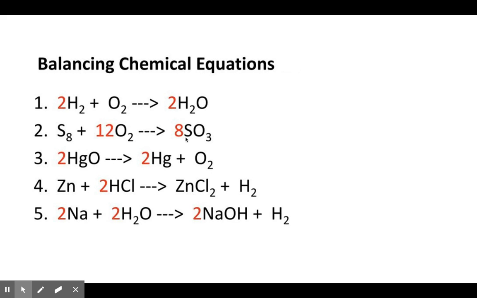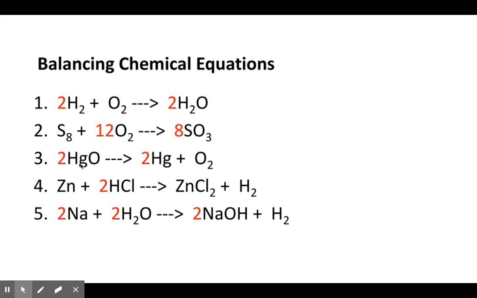All right, let's take a look at this one. I had 8 sulfur atoms here, which means I have to stick an 8 over here to make 8 sulfur atoms on this side. But this 8 is also going to apply to my oxygens. So now I have 24 oxygens on this side and just 2 on this side. So I'm going to stick the coefficient of 12 to create 24 oxygens on this side. And now this equation is balanced. Let's go to the next one.